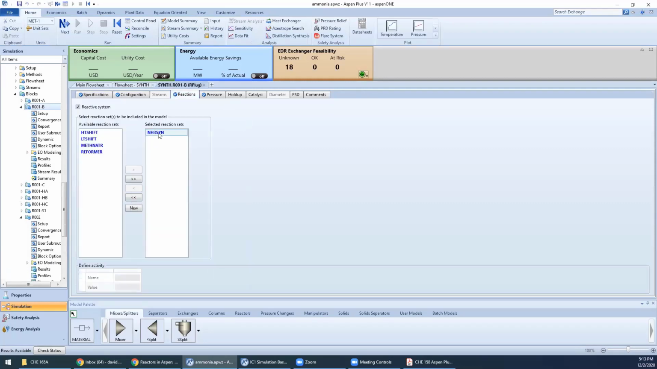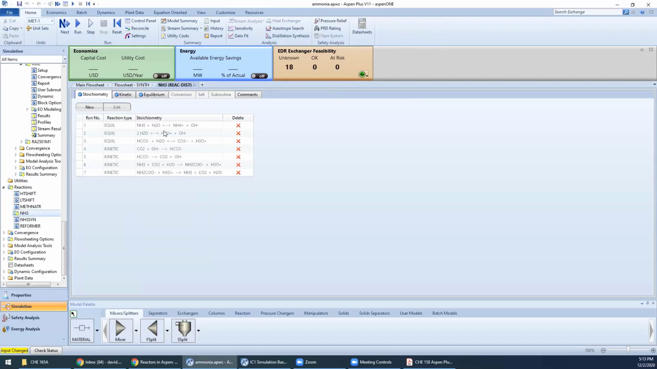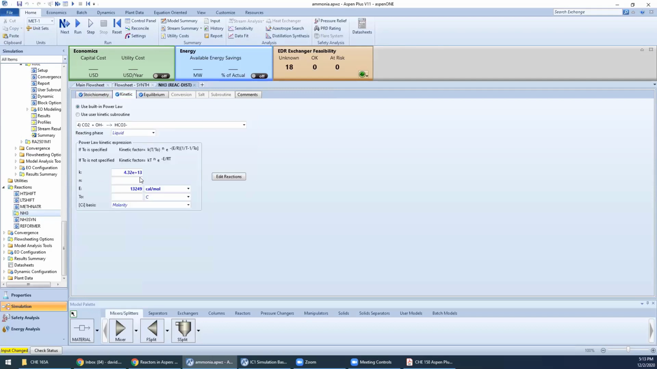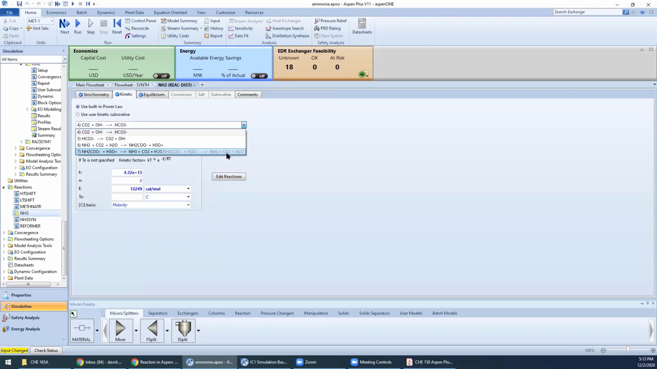So the reactions here are actually complex. We can click on these and see that we have ionic forms, but we have kinetics and equilibrium. In here we have all of the kinetic expressions, some equilibrium expressions for the specific reactions. In the drop-down menu, you have other ones. You have all of these. So yeah, it can get pretty complicated pretty quick.